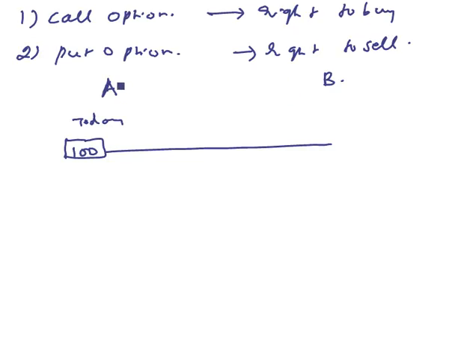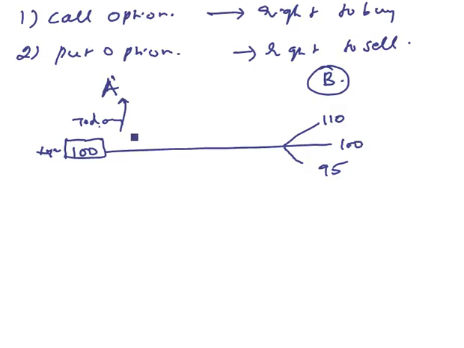B is thinking that this stock, some stock, let's say XYZ, that belongs to A, will go up to 110. But A on the other hand thinks it won't be like that, the price may fall down, let's say to 95 rupees. There is one more situation possible, the price may be the same also. So now let me explain the call option.